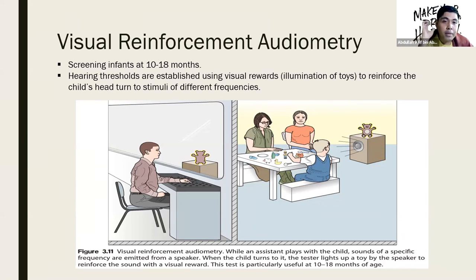When the baby hears the frequency of the sound, he or she will turn the head towards the direction of the sound. When the baby turns the head, a light will come from the toys to reward the baby. So we call it illumination of toys. By doing this, we can test the baby at different thresholds. Okay, next.